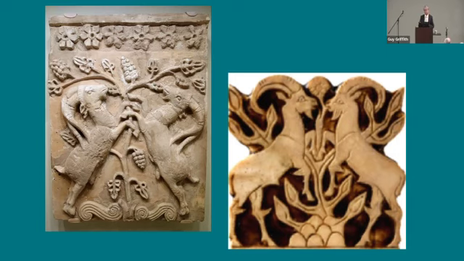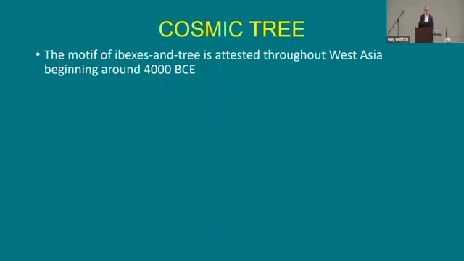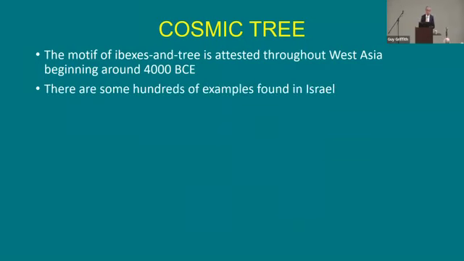This is important because this is the motif of a cosmic tree. The motif of ibex and trees is attested throughout Western Asia, beginning about 4000 BCE, even before the invention of writing. There are some hundreds of examples found in Israel. I think there's something like 1,200 examples of these images found in ancient Israel.